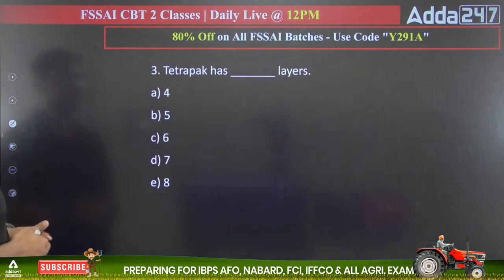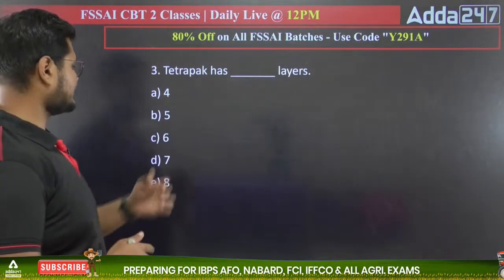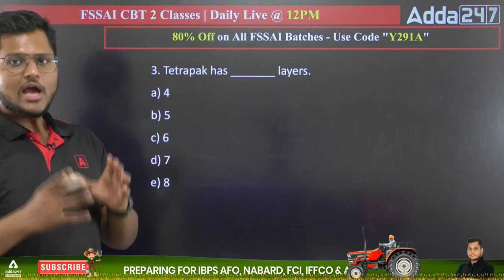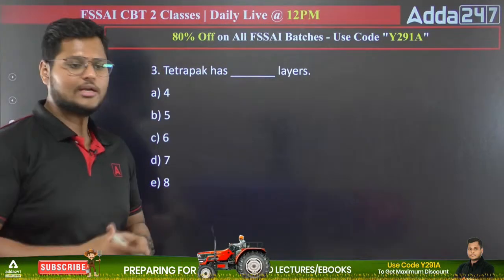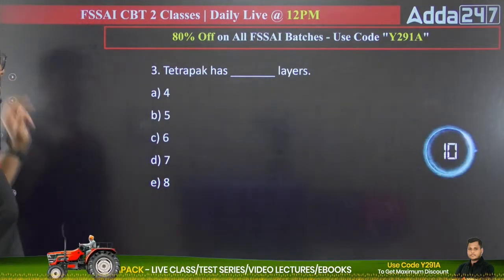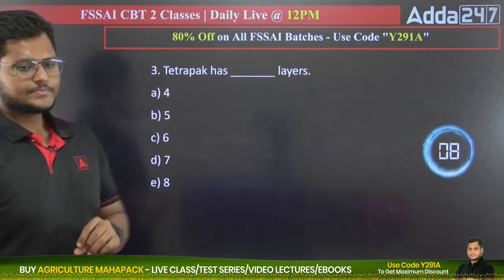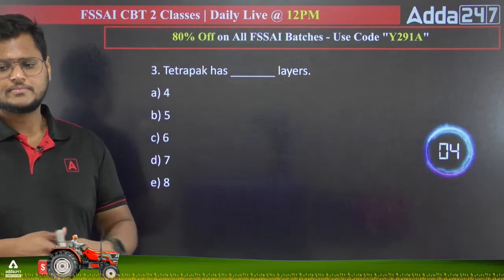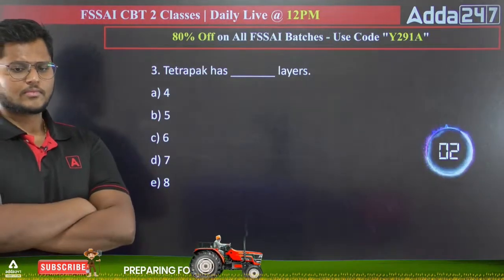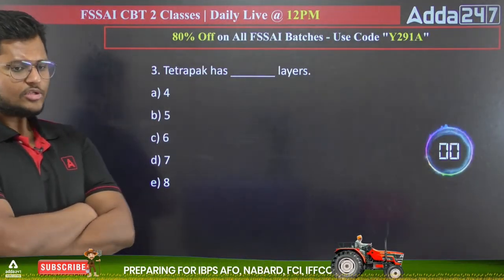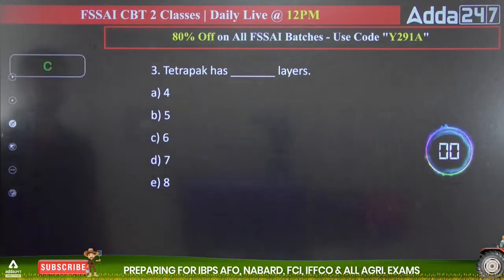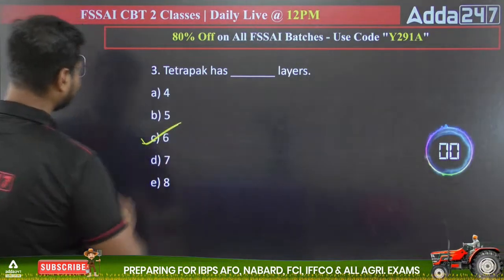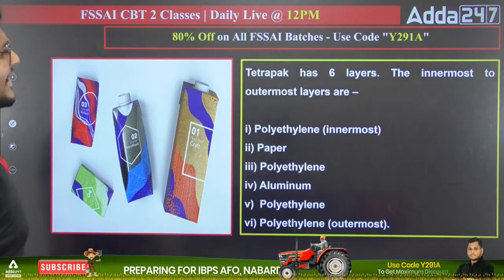Next, Tetra pack has dash layers: 4, 5, 6, 7 or 8. How many layers are present in a Tetra pack? Come on guys. You might have heard of Tetra pack milks and juices also. So talking about the different layers of the Tetra pack, we have C, that is 6 layers. Tetra pack has 6 layers.